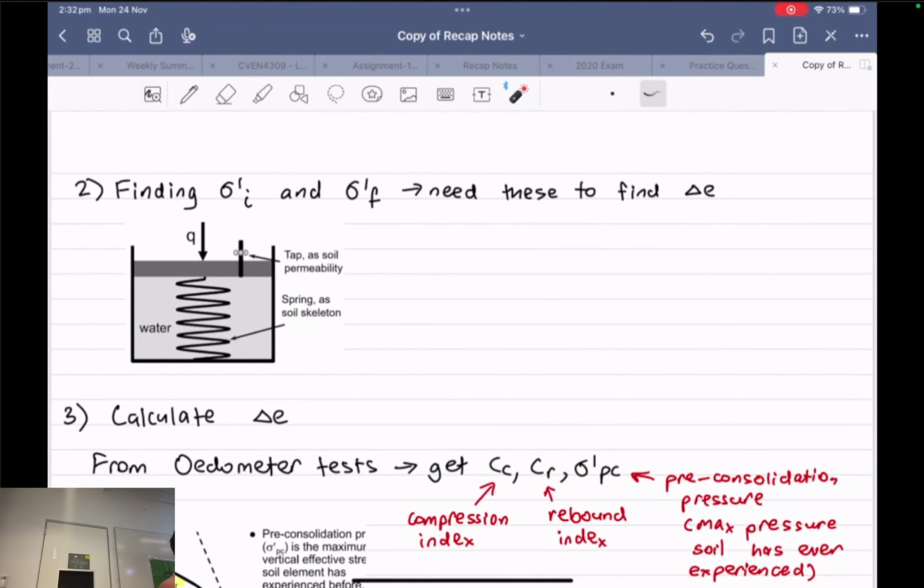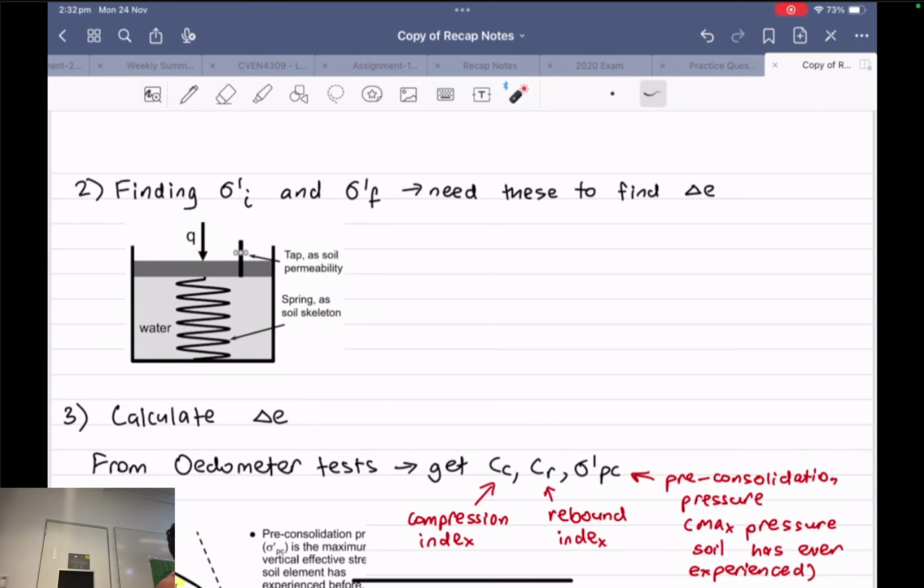Alright, so the second part is finding your effective stresses. So your initial effective stress and final effective stress. What these mean is, when you have a load Q applied to soil, initially the pore water in the soil takes on all the load. And if you imagine it in this analogy, when you apply a certain Q, all the water around the soil takes on the load initially. So as soon as the load is applied, the water takes it on. But over time, this load that the water takes on starts to dissipate.